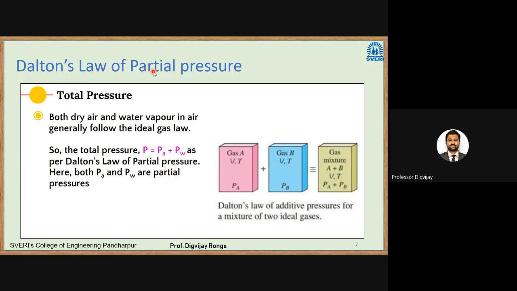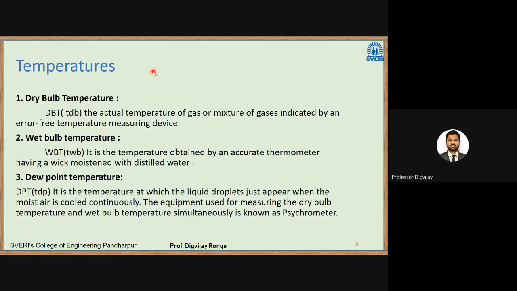For liquids, we have the second one, that is Raoult's law, which holds good for liquids. That I have added in the MCQ which I took in the last lecture. Okay. Then, speaking about the properties of moist air, the first thing that comes to our mind, and in the syllabus, is the temperature.